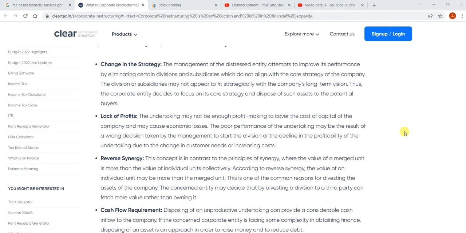Due to the lack of profits, the undertaking may not be making enough profit to cover the cost of capital of the company and may cause economic losses. The poor performance of the undertaking may be the result of a wrong decision taken by the management to start the division or the decline in the profitability of the undertaking due to the change in customer needs or increasing cost.